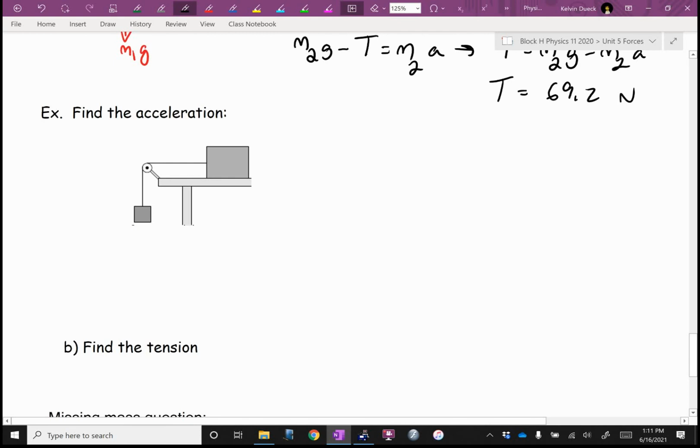Example, whatever, I didn't bother numbering these. So here's a mass hanging over a cliff. Let's make this mass here, I don't know, 25 kilograms. Let's make this mass here 30 kilograms. Mr. Dewick, doesn't this have to be heavier to pull it over the cliff? No, because what's holding this back? Friction. So this has to be bigger than friction to pull it over the cliff. Let's go mu equals 0.4. Find the acceleration.